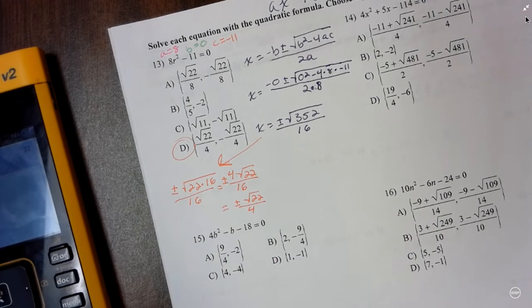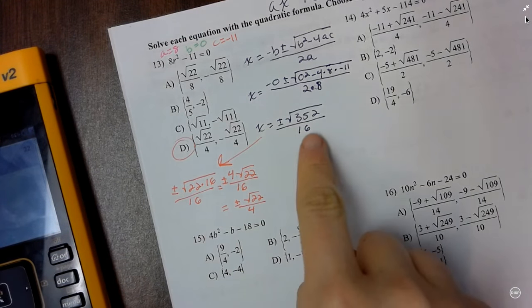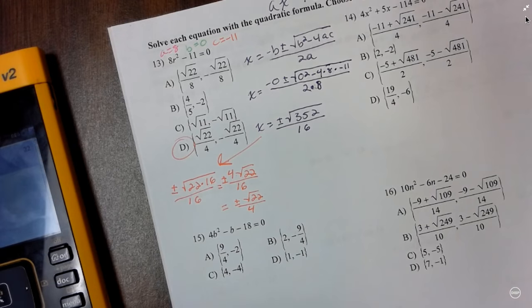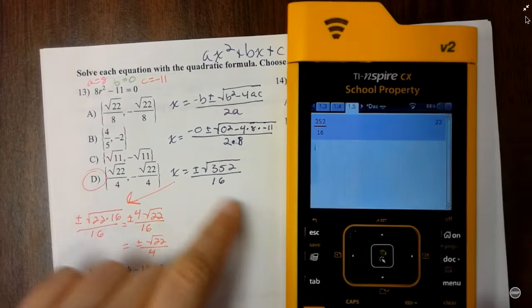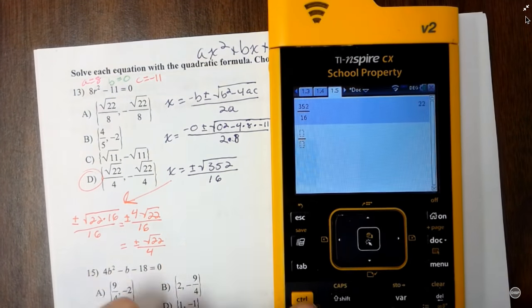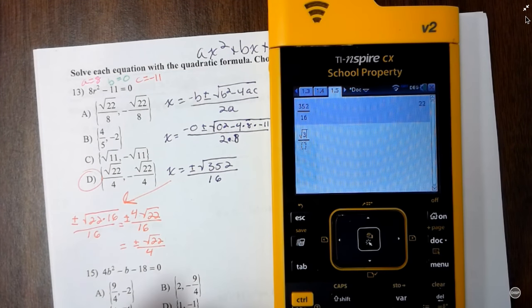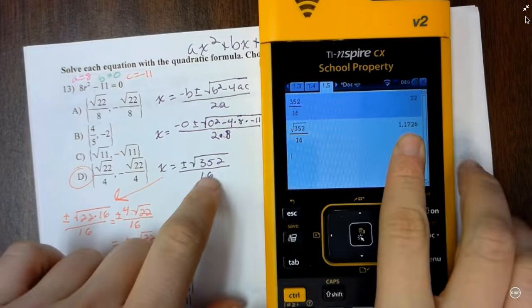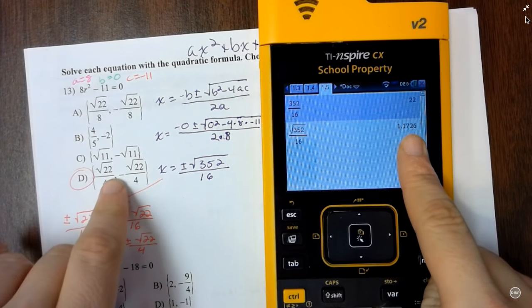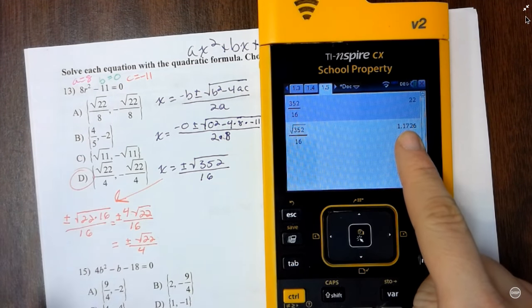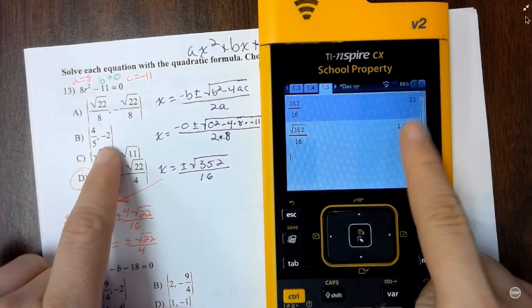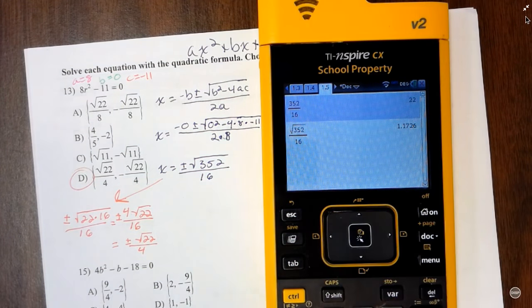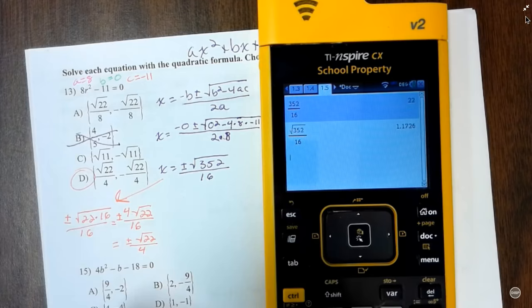But let's say you don't want to go through all that, or you just want to have a shortcut. What you can do is plug this in the calculator. So let's do that. Fraction, square root of 352 over 16. And the decimal approximation is 1.1726. So then you just try the others and see which one comes out to this. That means you can immediately eliminate B because these don't match at all. Bam.